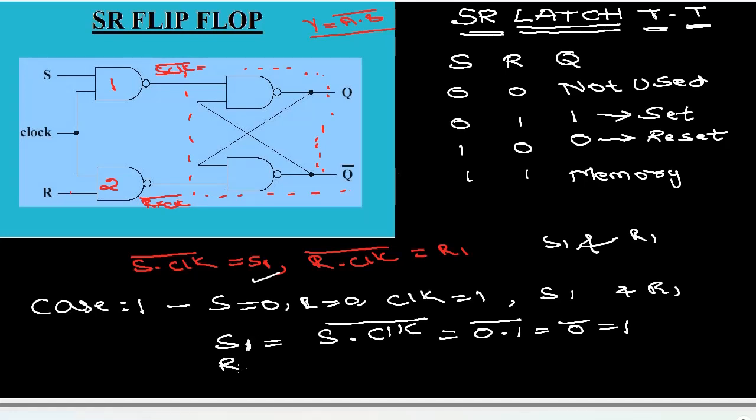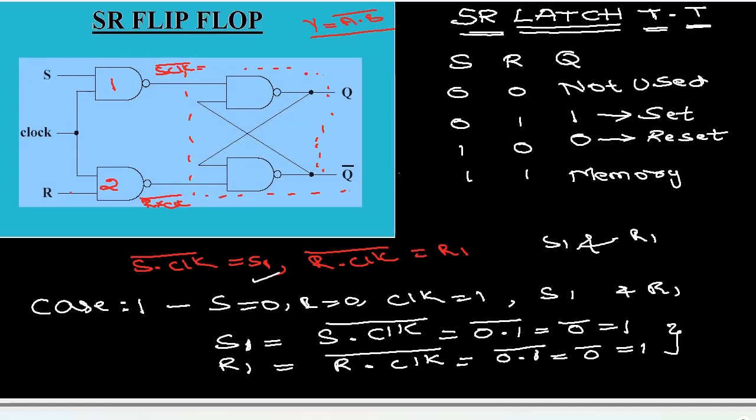Next, in the same way, R1 equal to R into clock complement. So 0 into 1, whole complement. For an AND gate with inputs 0 and 1, the output is 0, so 0 complement is 1. Now the latch input values are S1 is 1, R1 is 1.